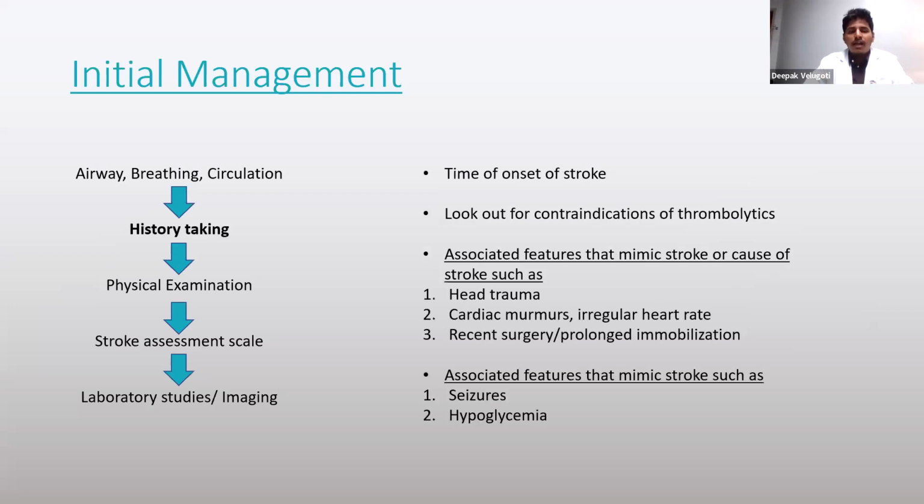Simultaneously, we'll take the history, and one of the important factors in the history is the time of onset of the stroke, by which we can assess the patient's eligibility for thrombolytics. A few features in the history can identify the cause of stroke: head trauma, cardiac murmurs, irregular heart rate that can give emboli, and recent surgery or prolonged immobilization. And with the history, we can rule out some disorders that can mimic stroke, such as seizures and hypoglycemia.